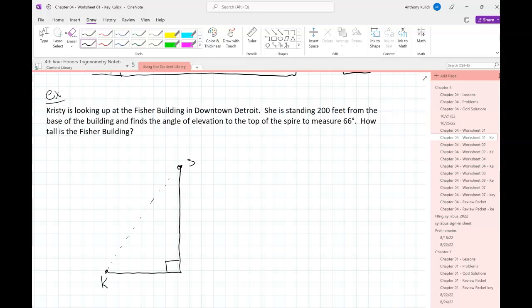All right. So the 200 feet should go here. We're looking for the height of the building, so that would be this side. We're told the angle of elevation is 66 degrees. Where does the 66 degrees go?